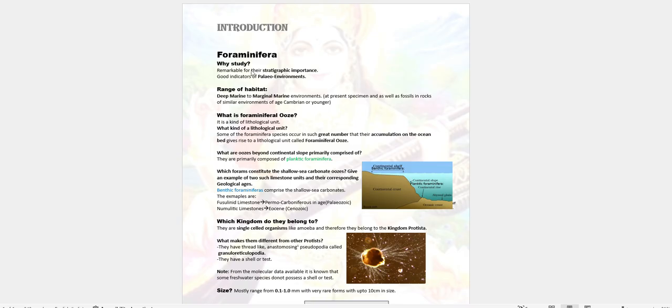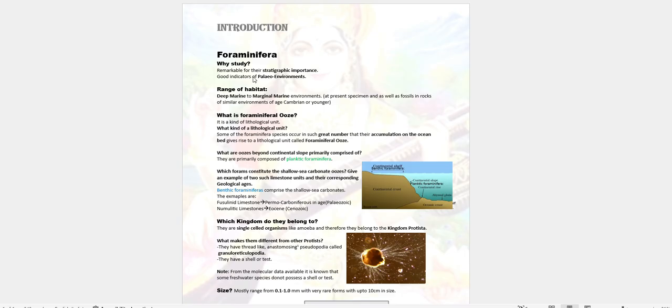Foraminifera. Why is it important in micropaleontology? These fossils are very remarkable for their stratigraphic importance. These are good indicators of paleo environments. Their range of habitat is mainly from deep marine to marginal marine environments.